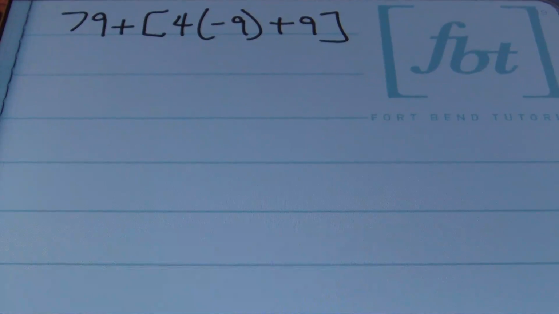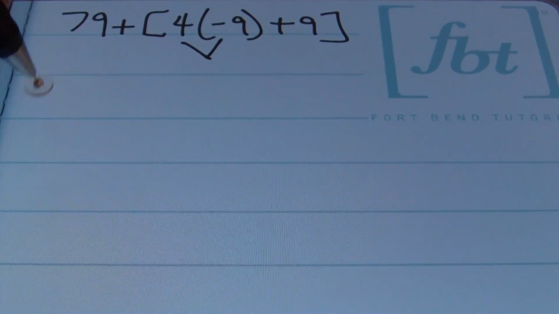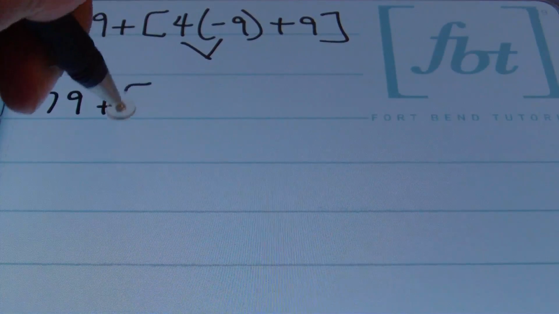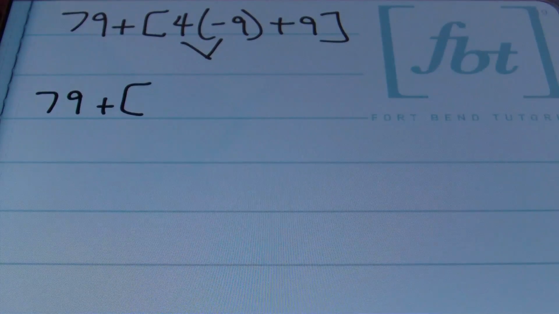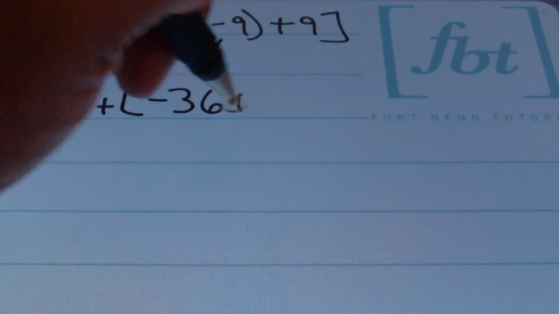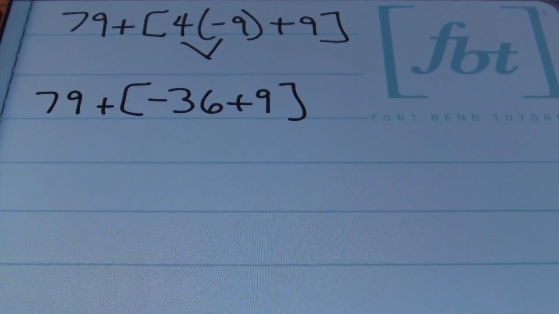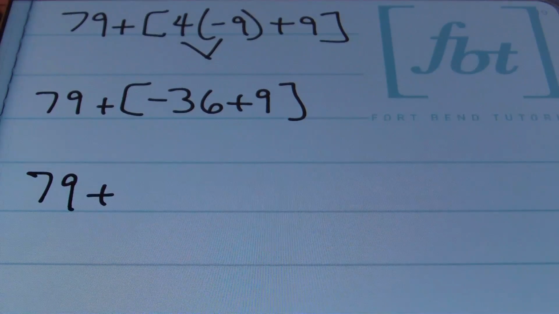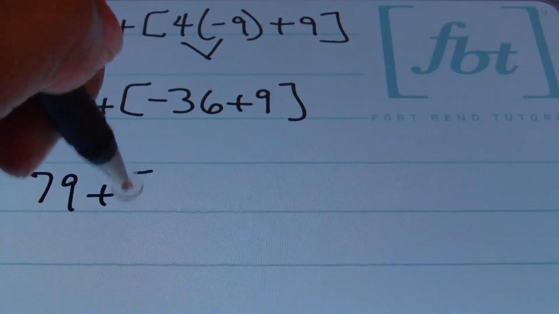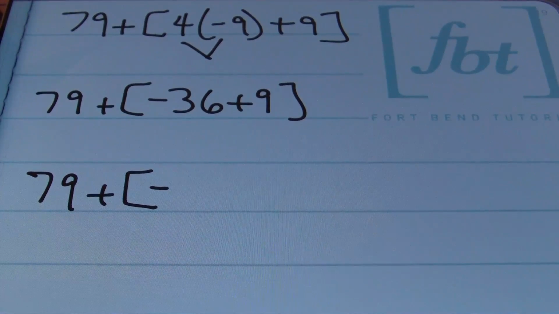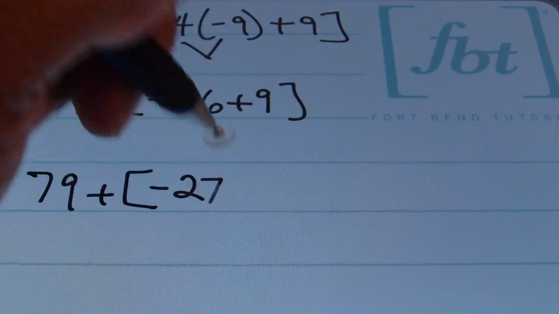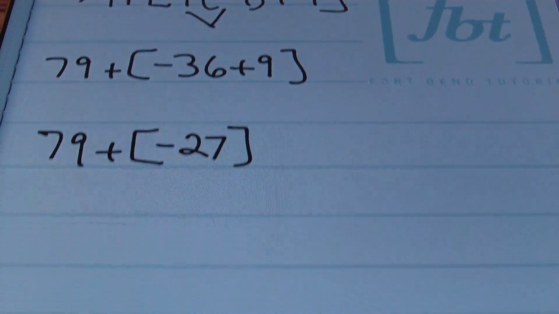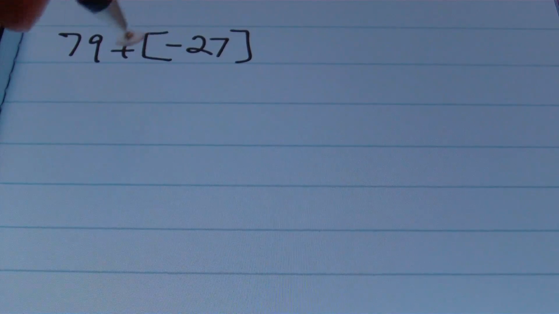In our brackets, we're now left with multiplication and addition, so you know we're going to be multiplying next. I bring down 79 plus, inside the brackets, 4 times -9 is -36 plus 9. Then bringing down 79 plus, I have -36 and a +9. The result will be negative, and we'll need to subtract 36 minus 9, which gives us 27. Now we can combine these signs.